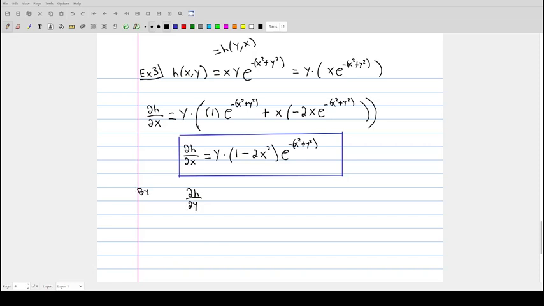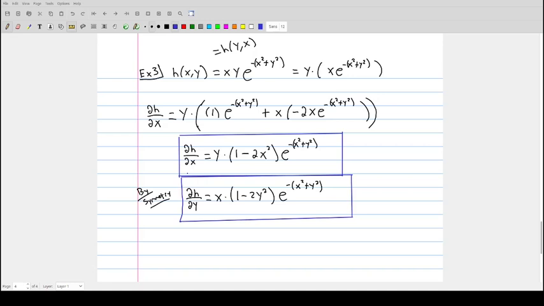So by symmetry, dh dy is going to be equal to x times 1 minus 2y squared times e to the negative x squared plus y squared, because the function h is a symmetric function of x and y.